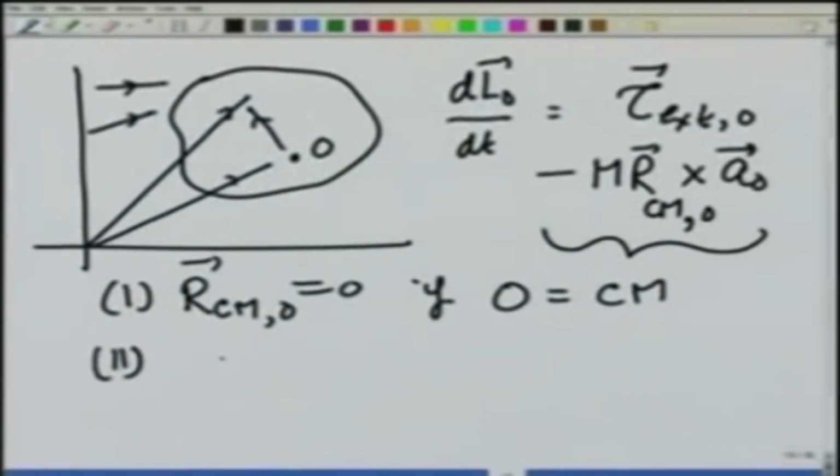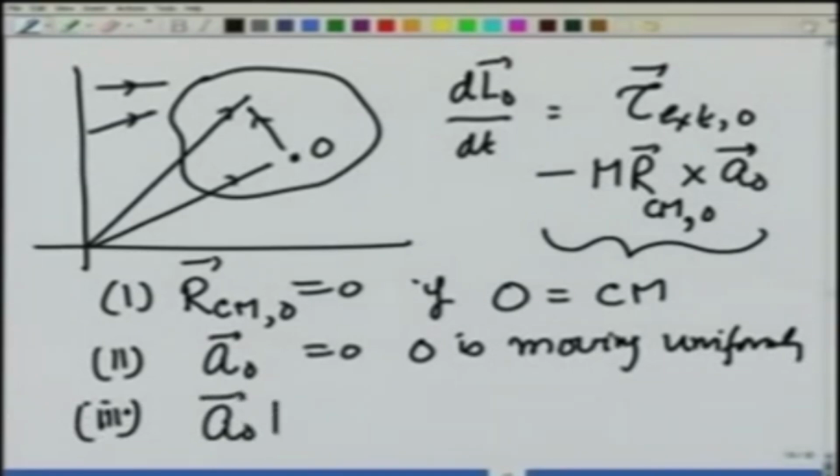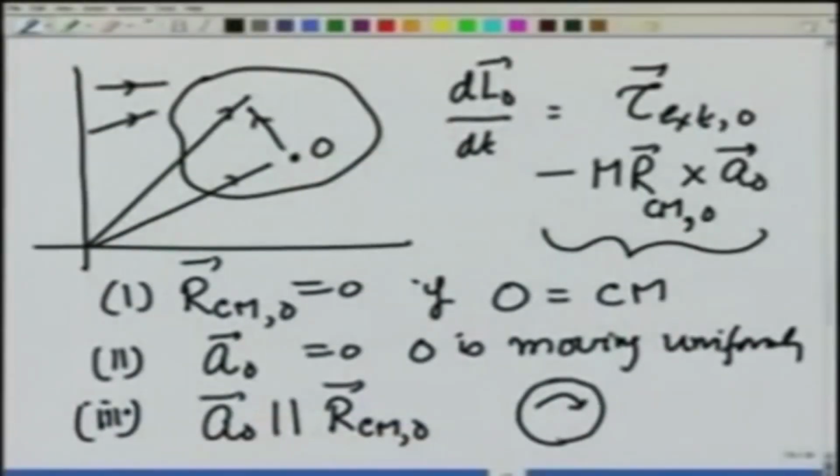Number 2, acceleration of point O itself be 0, that means O is moving uniformly. And third, that acceleration of O be parallel to r of Cm with respect to O, that is, the point O is accelerating towards the Cm itself. This also you have been doing in your 12th grade. For example, in a wheel which is rolling, you usually take torque about this point and apply dL/dt equals tau. This point is actually accelerating towards the Cm, and therefore your answers come out to be correct.